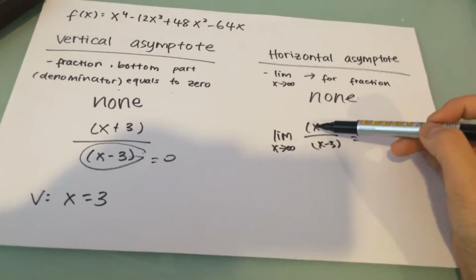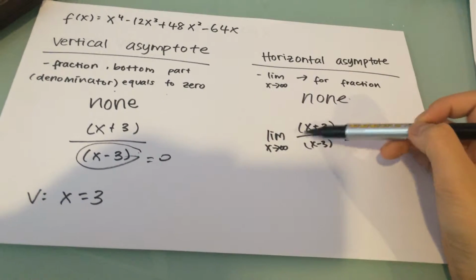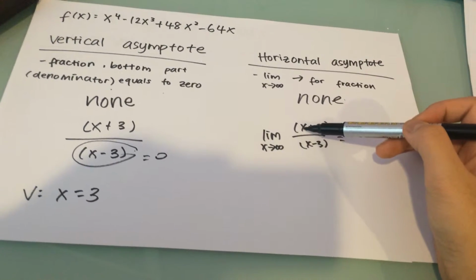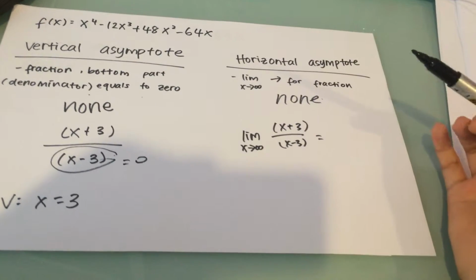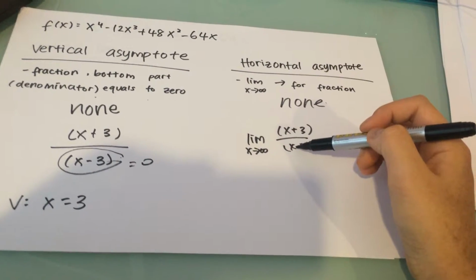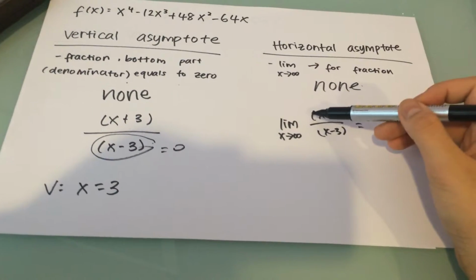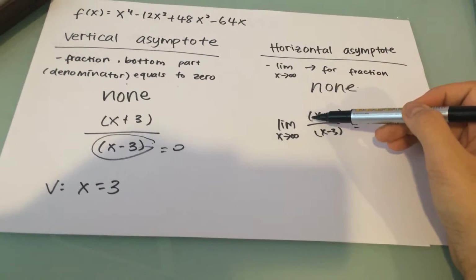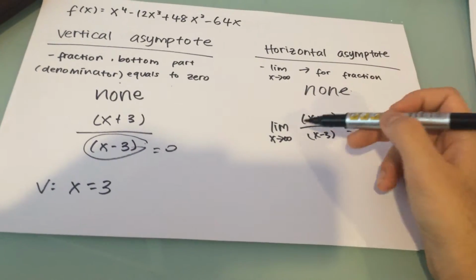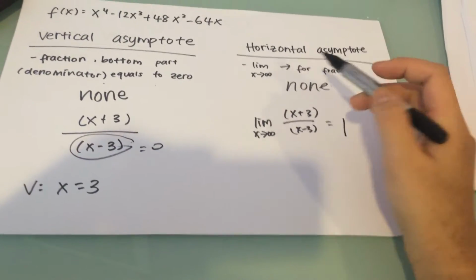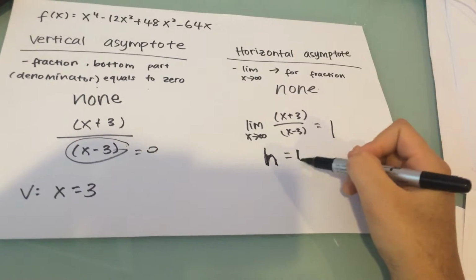I'm sure you guys remember that to find the limit as x approaches infinity, you take the coefficient of the highest power of x. For example, here you have x and x. It's the same power, x to the first power, x to the first power. So in here, the coefficients of the x are both 1. So the limit as x approaches infinity is 1. So the horizontal asymptote is y equals 1.